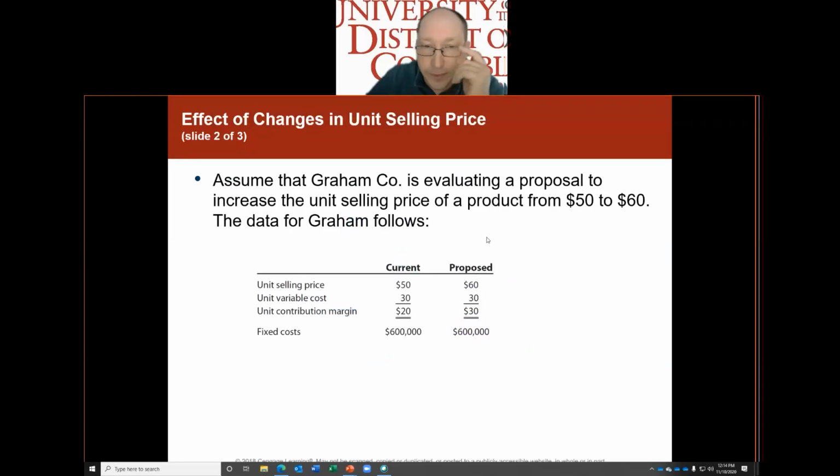Okay. Right now I sell this product at $50. My variable cost is $30. My current contribution margin is $20. My fixed cost is $600,000. I want to increase my sales price by $10. So if I take it from 50 up to 60, my variable cost is still 30. My unit contribution margin is now 30 per unit. My fixed costs are $600,000.